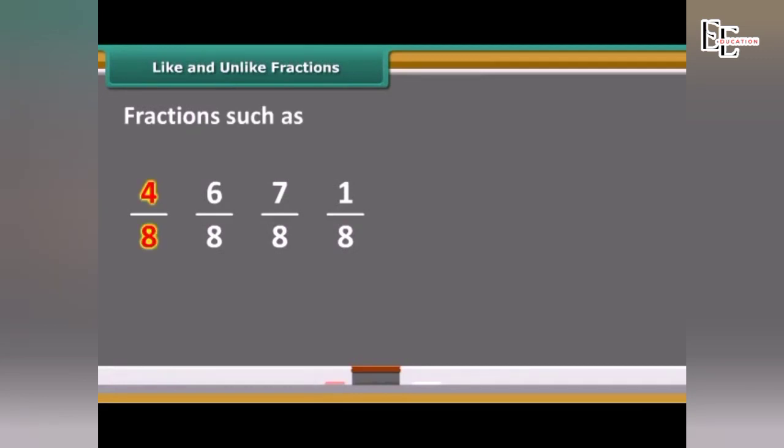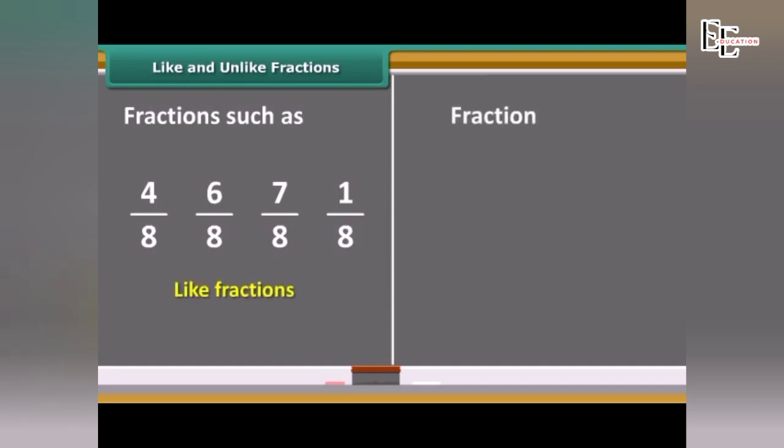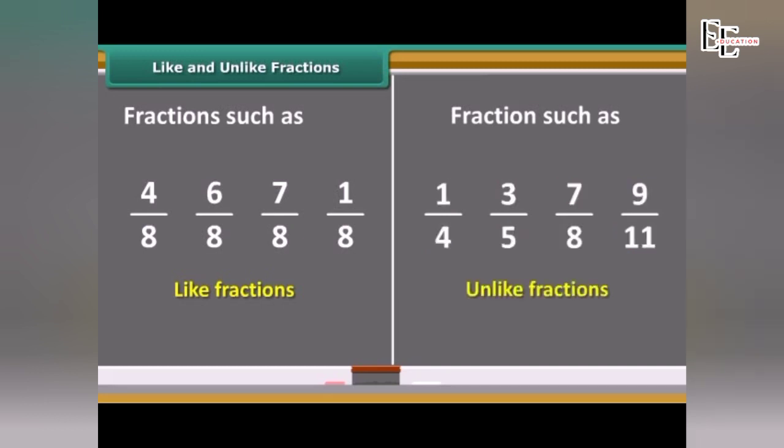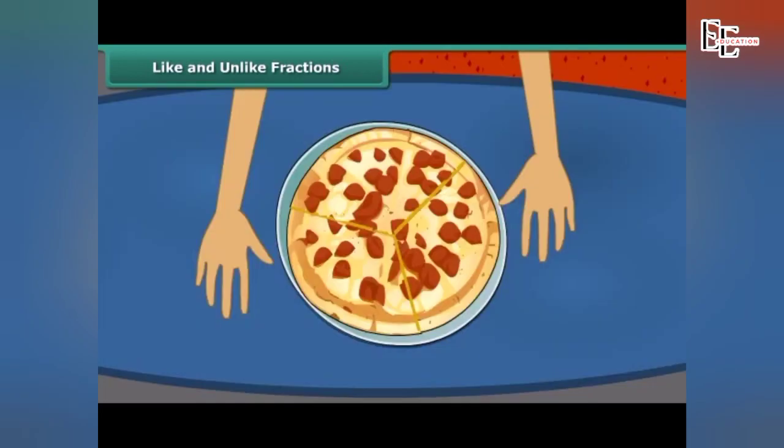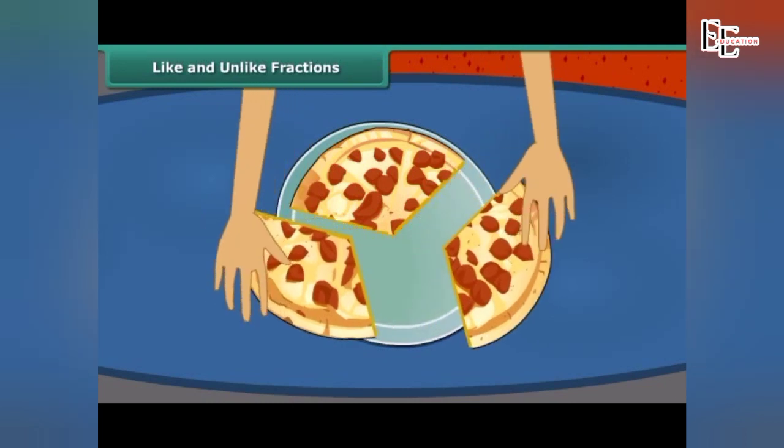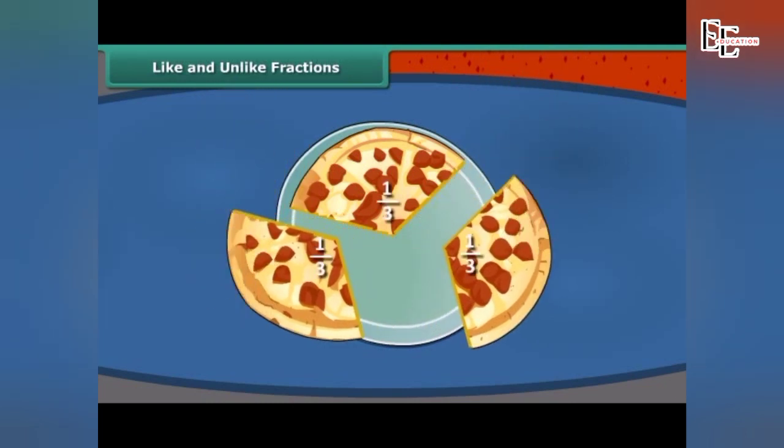Fractions such as 4/8, 6/8, 7/8, 1/8 with the same denominator are called like fractions. Fractions such as 1/4, 3/5, 7/8, 9/11 with different denominators are called unlike fractions. Looking at the question we asked earlier, each of them, Rahul, Reema and Nina, received 1/3 part of the pizza. Notice that this is also an example of like fractions.